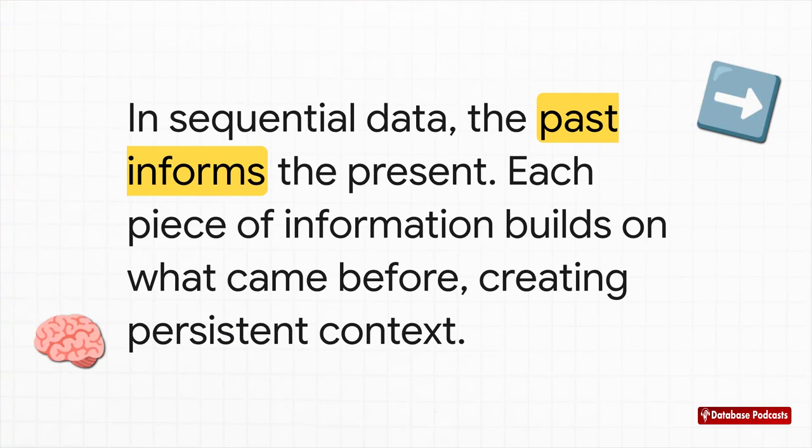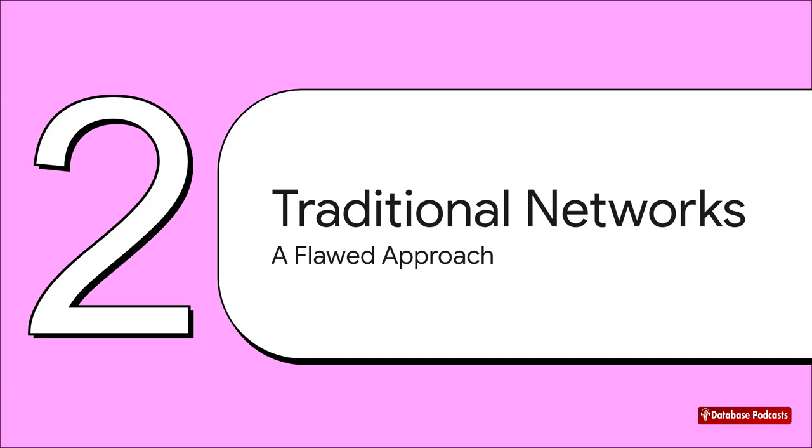That right there is the key. In sequential data, what came before has a direct impact on what's happening now and what comes next. Every word in a sentence is building on the ones that came before it. So a computer has to be able to remember the beginning of the sentence to have any hope of understanding the end.